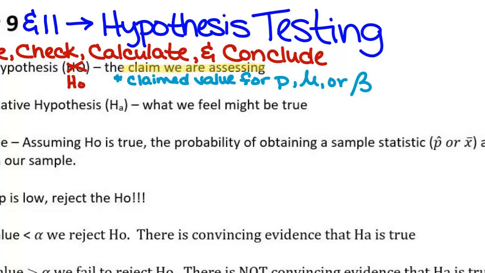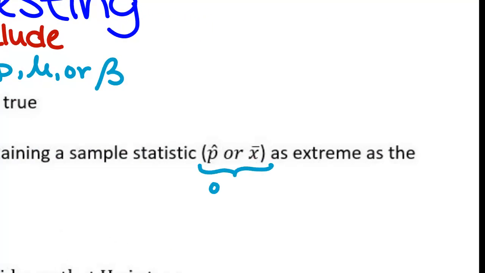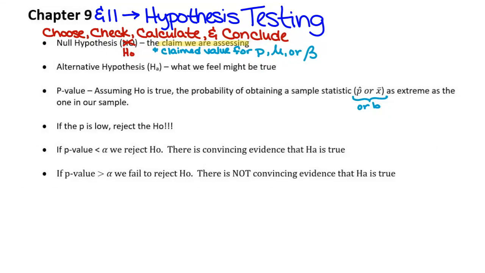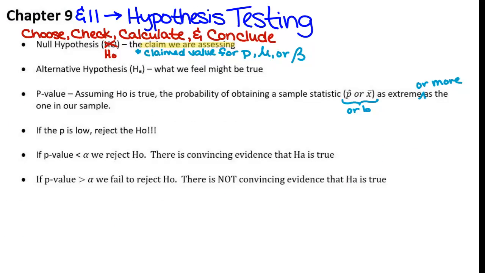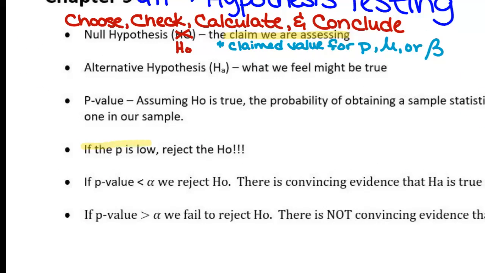P-value, assuming the HO is true, this is the probability of obtaining a sample statistic, P hat or X bar or B, as extreme as the one in our sample, as extreme or more, as the one in our sample. If the P is low, reject the HO. If the P is lower than what? A lot of times it's going to be 0.05. It's whatever the alpha level was.